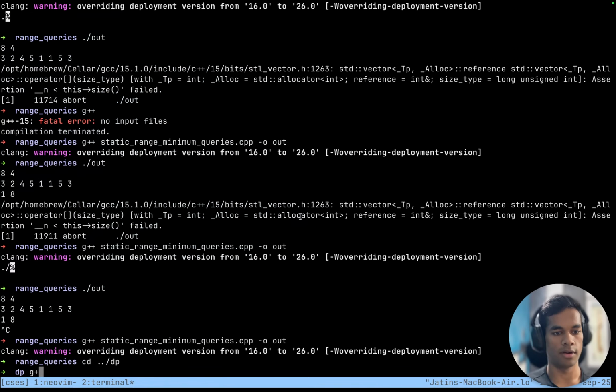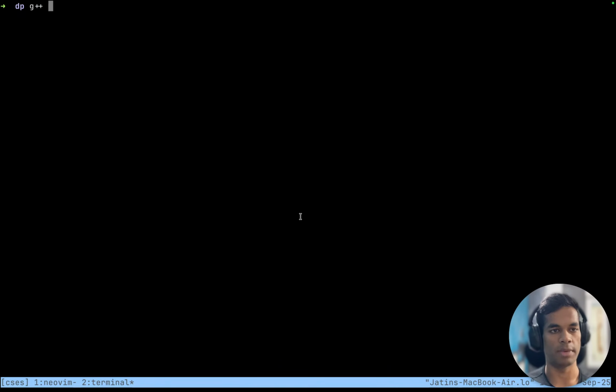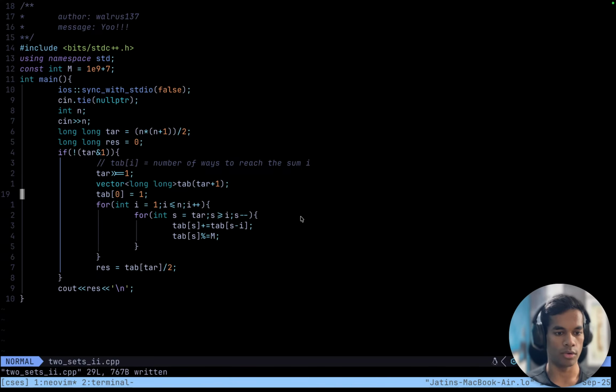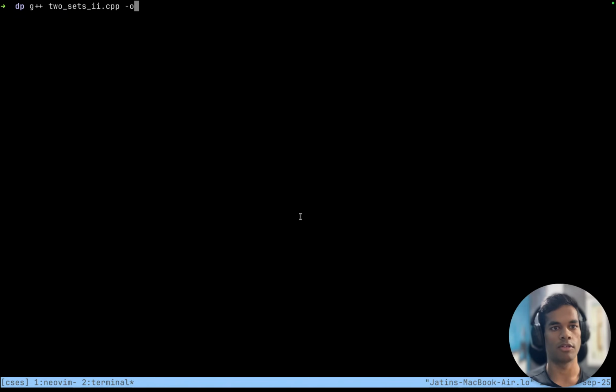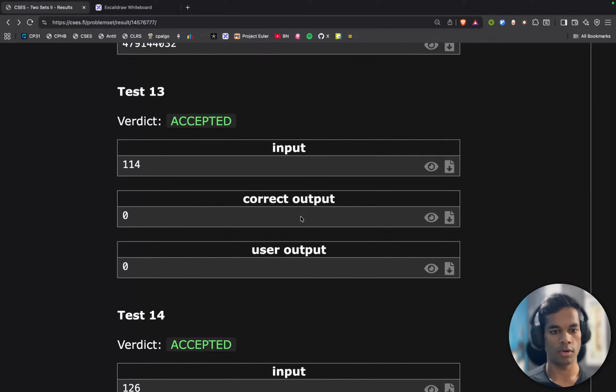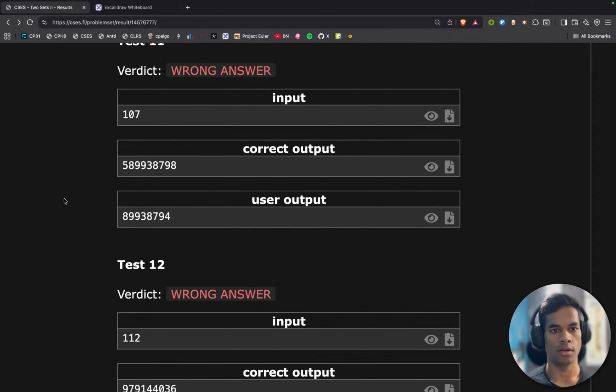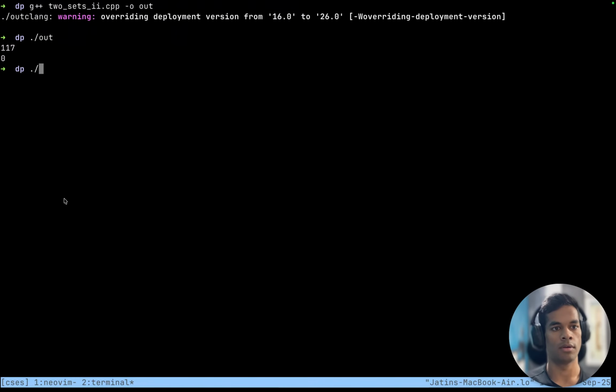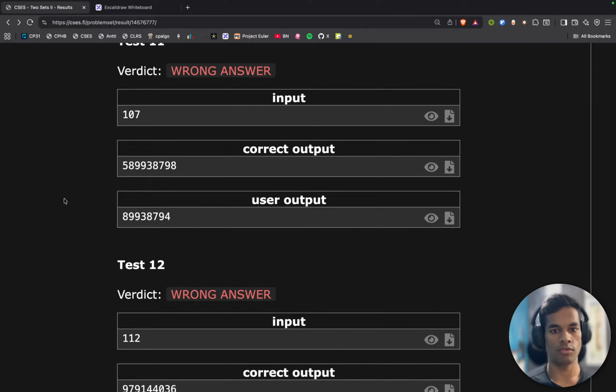So let's try with our custom input. G++, yep, of course, we are going to use the G++ compiler, dot slash out 117. 0 does not make sense. Wait, 107, 107, 83, which is what we output. Okay, that is still wrong.